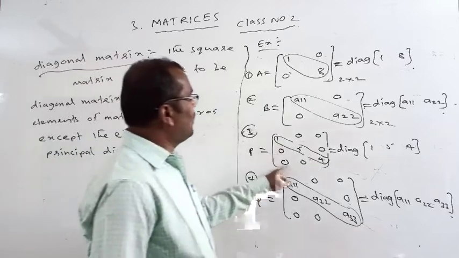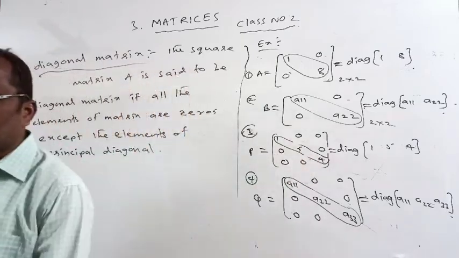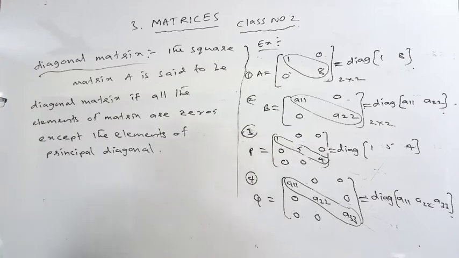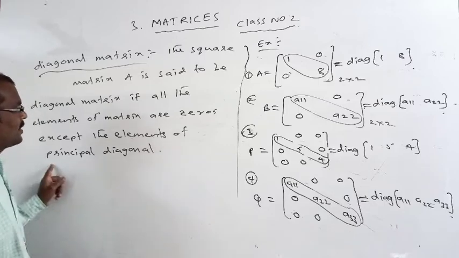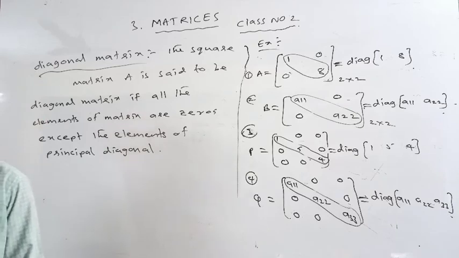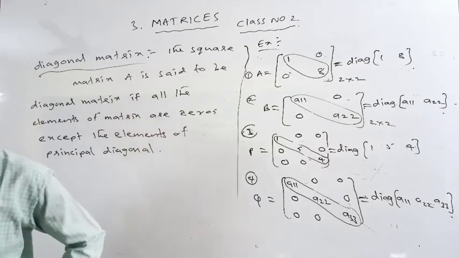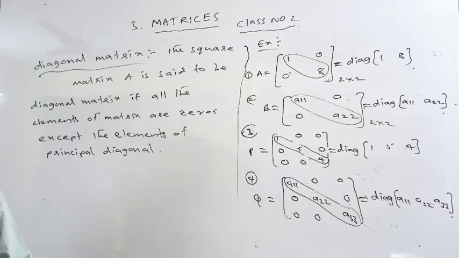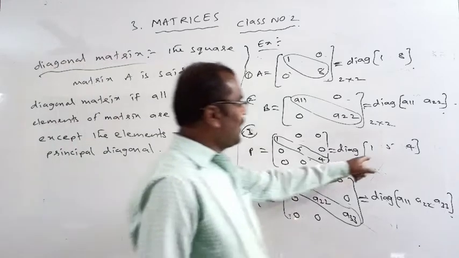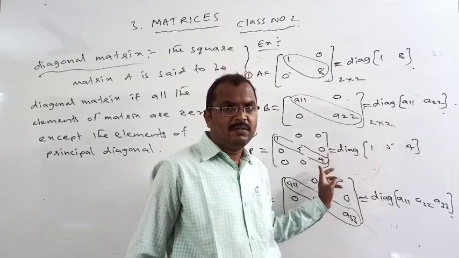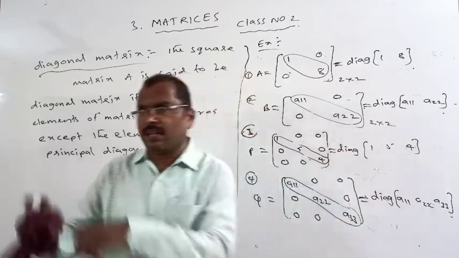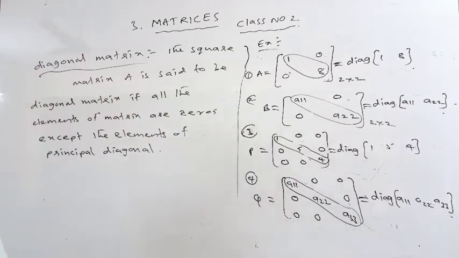See this one. Non-diagonal elements, non-principal diagonals. Except the elements of the principal diagonal, the remaining are zeros. When the principal diagonal elements are available, we can create the full form of the matrix by taking the remaining elements as 0.